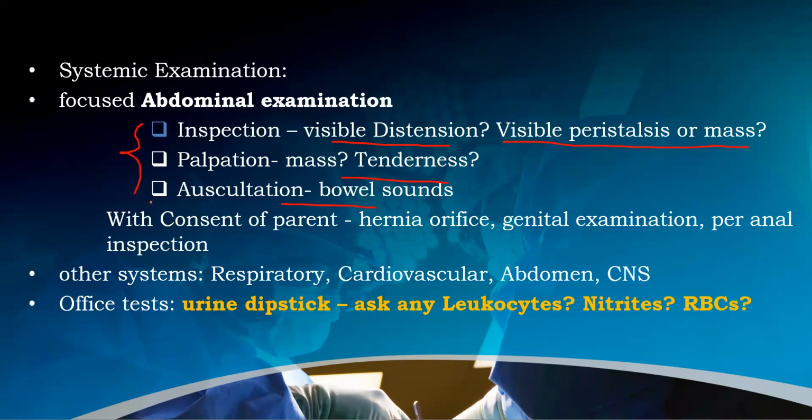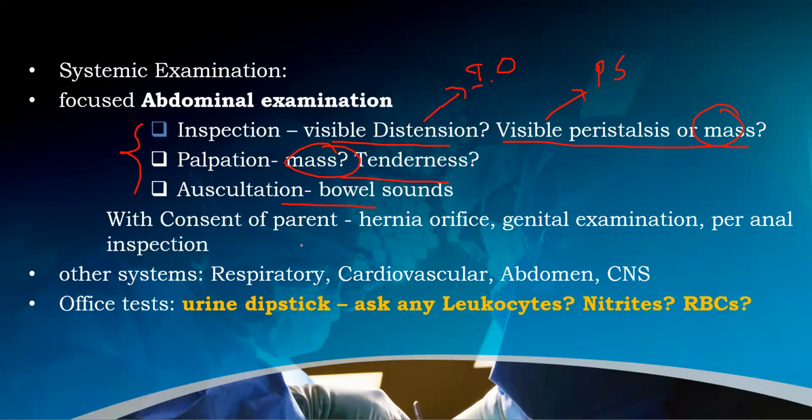So why is it important? Visible distension is important for intestinal obstruction. Visible peristalsis sometimes can be found in pyloric stenosis. Even sometimes you can feel a lump in pyloric stenosis or intussusception. And bowel sounds can be changed in intestinal obstruction, obviously.